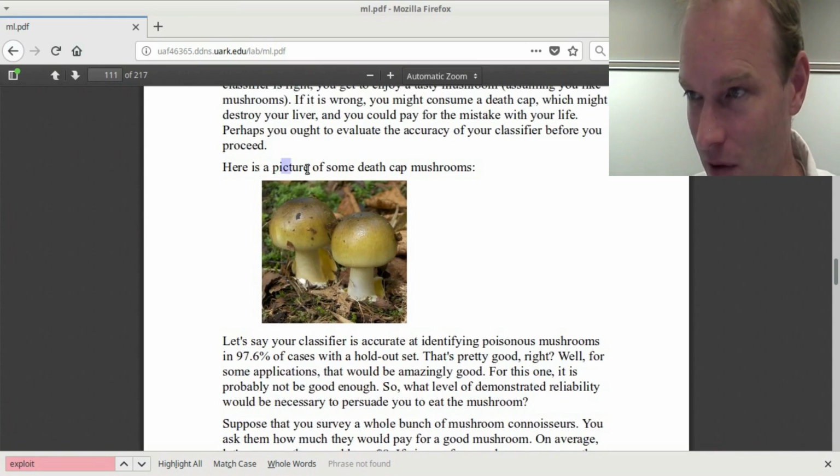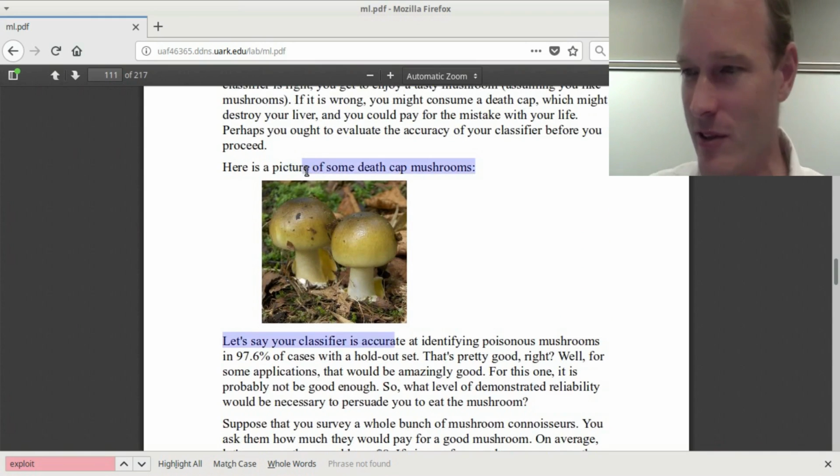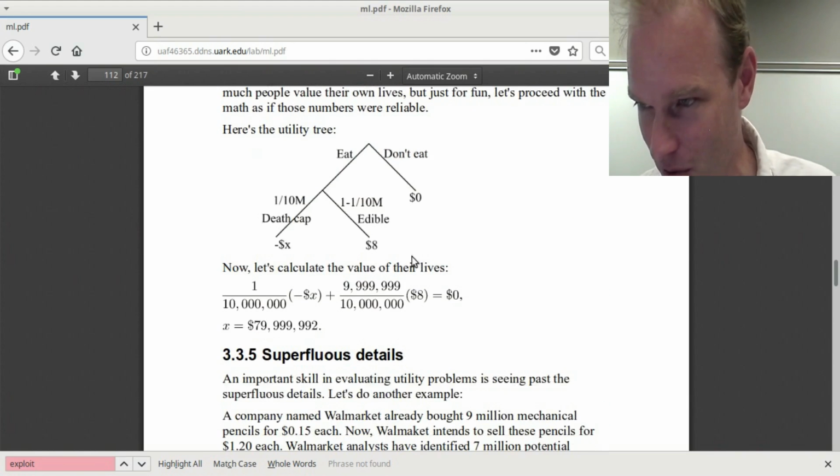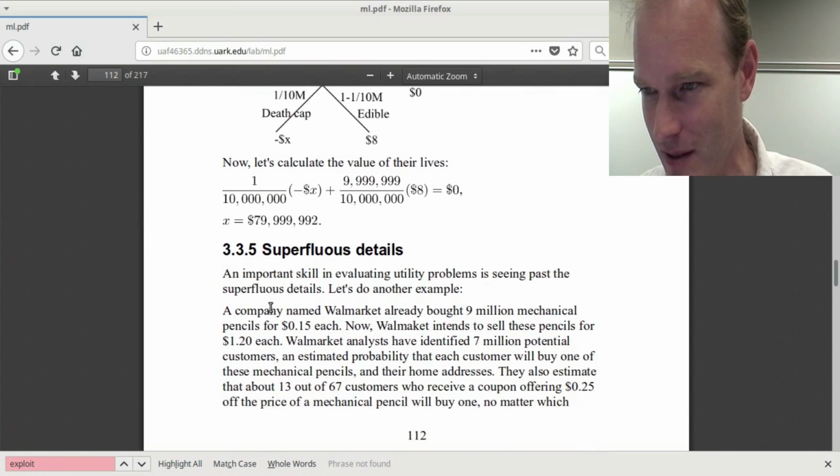Here I give an example of, should you eat a death cap mushroom? Or rather, should you eat a mushroom you find in the woods? By the way, the answer is no. I think I used that one to compute the value of your life. So that was kind of the example of my pizza one.